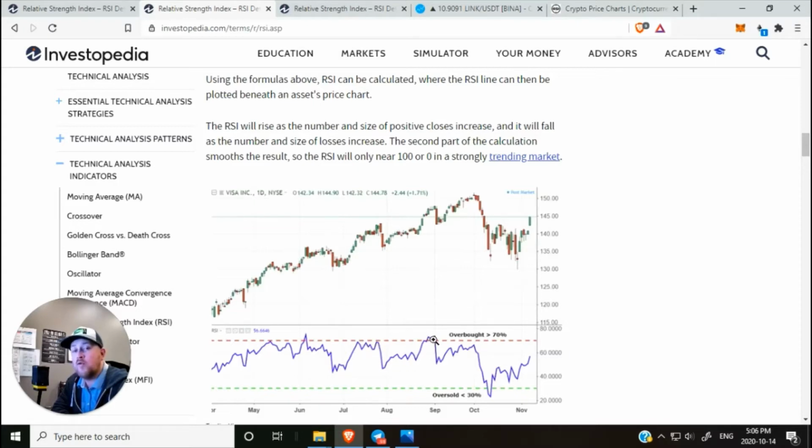So if you find an overbought situation where it may be above 70 or 80, it's time to start looking and set a couple alerts, because it could drop down. I mean, it can even go all the way up to 90, 95, but that is an extremely overbought situation.